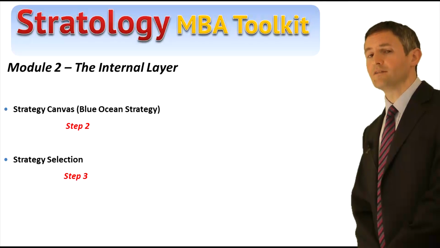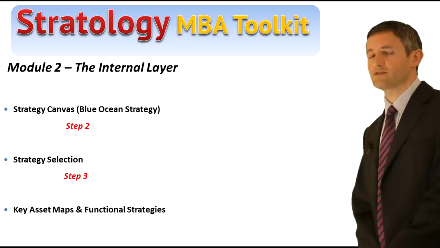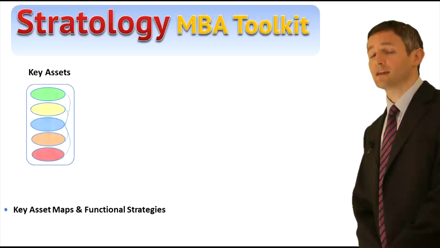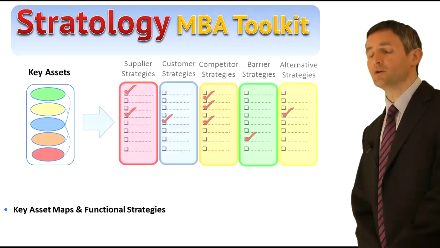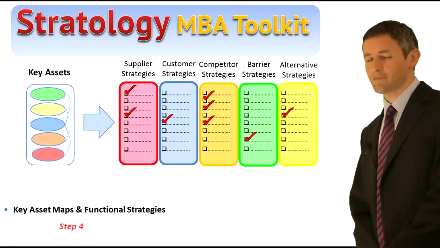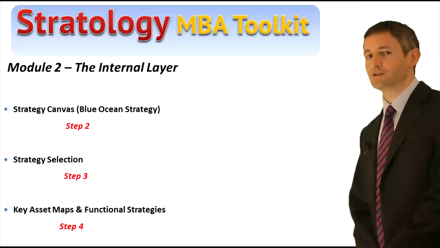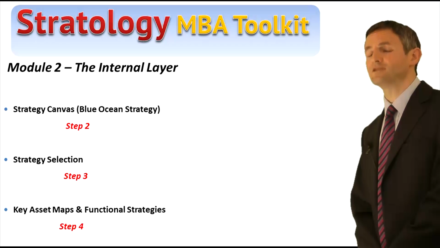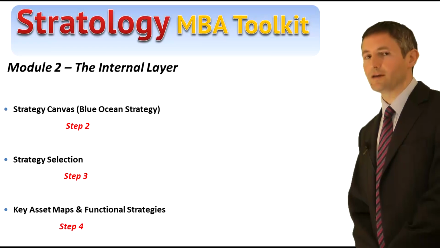And then finally, for Module 2, we'll look at these things called key asset maps and functional strategies. So this is where we will consider how we go about putting the key assets in place in order to execute the strategies that we have selected. And this will be step 4. And by the end of Module 2, we'll understand why we must carry out an internal analysis in this order and why we need to understand the industry layer before then looking internally in any kind of meaningful way.